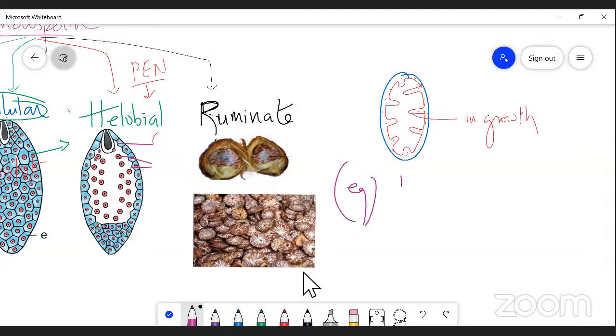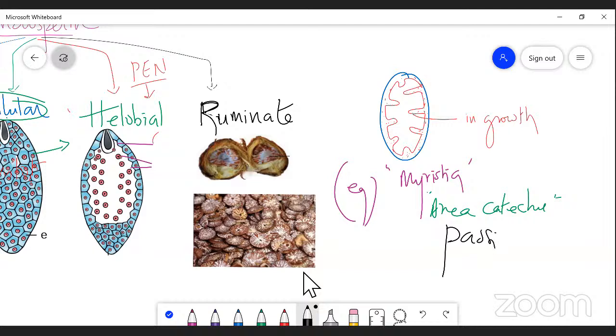Now, the first category is Myristicaceae. Myristica is one of the categories, and one more category I can say, that is Areca catechu, right? Areca, catechu. The next one, Passiflora. The next category is Passiflora. So these are the members in which you can find ruminate endosperm.